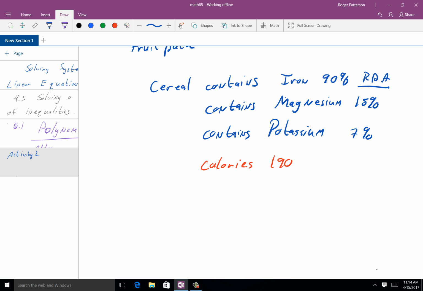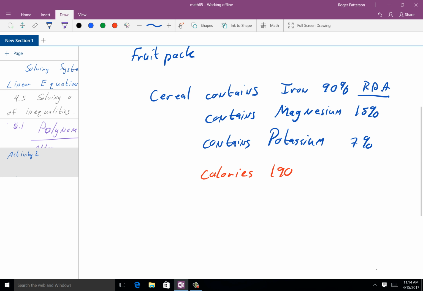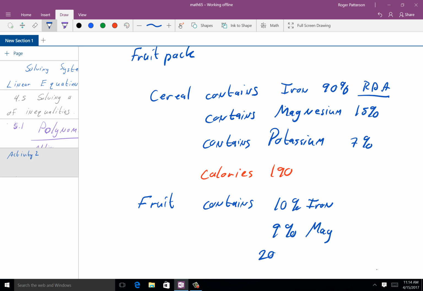Okay. Then the other thing is this fruit pack here. And it contains 10% iron, 9% magnesium, and 20% potassium.